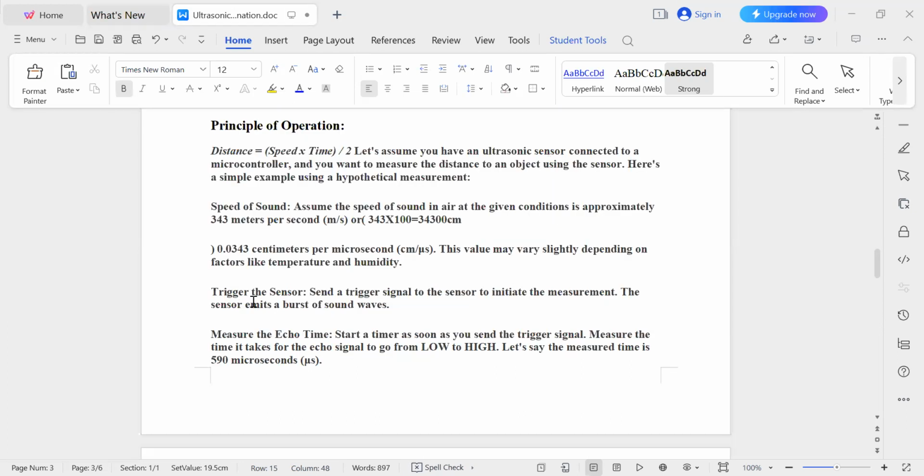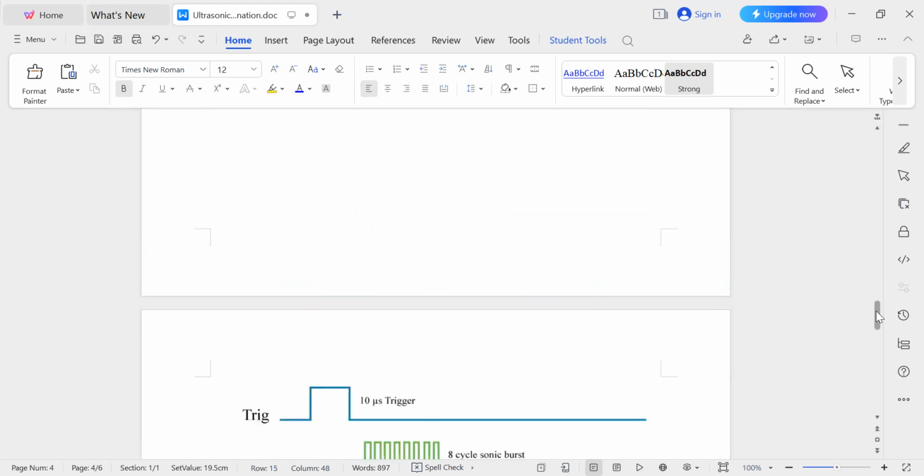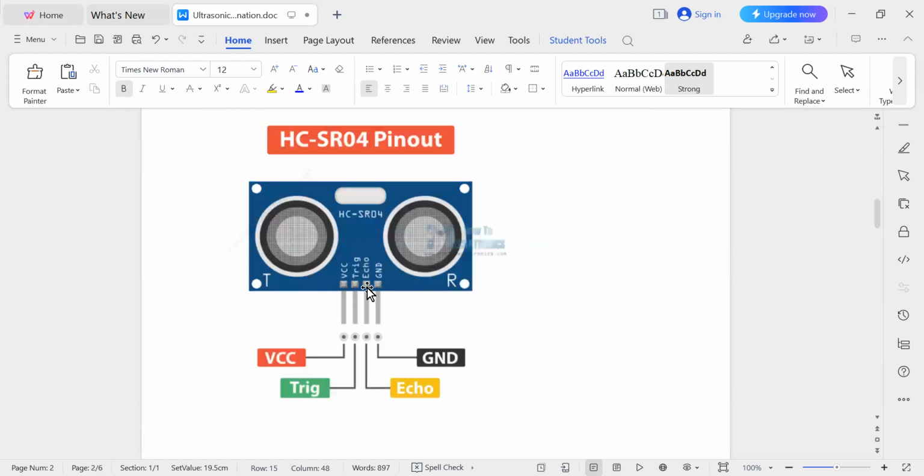Then to do all these things, first we should trigger the sensor. So send a trigger signal to the sensor to initiate the measurement. The sensor emits a burst of sound waves. See, when I give a signal to the ultrasonic sensor, the transmitter, when I activate the trigger pulse, there are 2 pins for the ultrasonic sensor: the trigger pin and the echo pin.